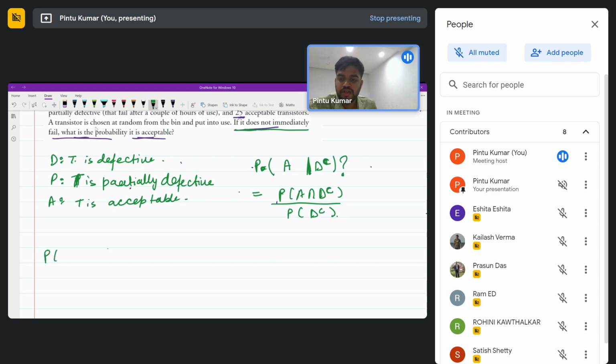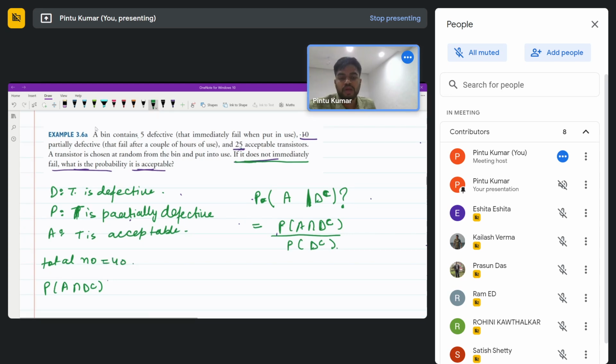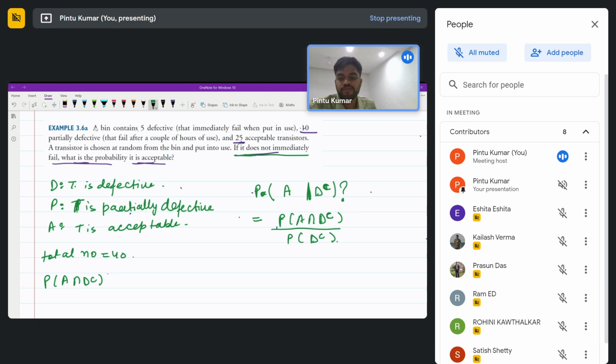Now let's calculate the probability of A intersection D complement. So what is the total number of transistors? Sorry. The total number of transistors that you have is 5 plus 10, 15 plus 25, that is your 40. Among these, this would be the number of elements in A intersection D complement, divided by the total number of transistors, that is your 40, right? This would be the probability of A intersection D complement.